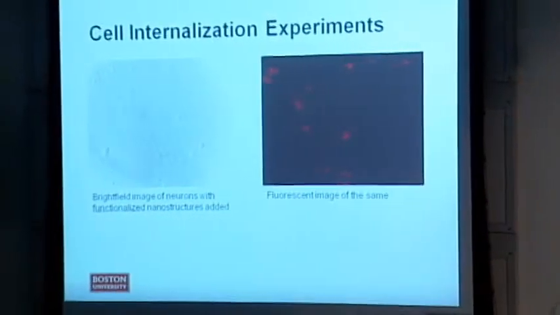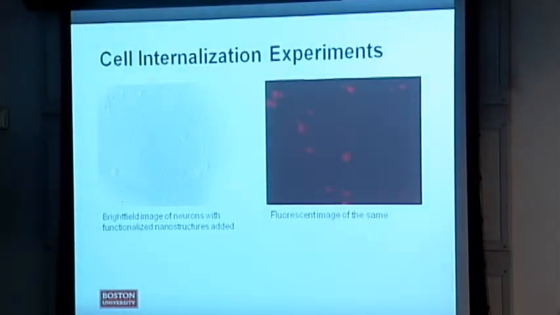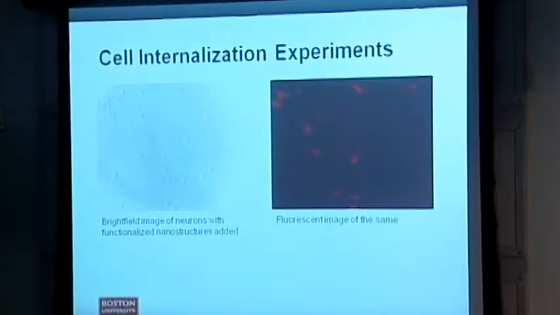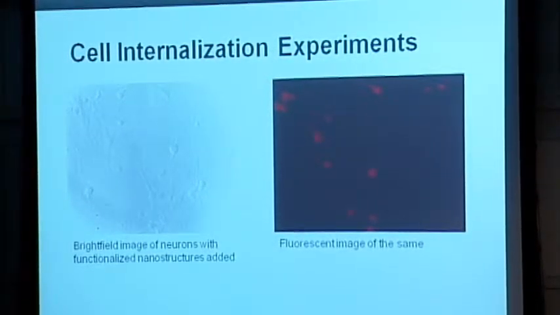So these are the results of our preliminary cell internalization experiments. The image on the left is the bright field image, and the one on the right is the fluorescent image of the same. And this background is actually just a sheet of glial cells. The preliminary results are promising because we are able to identify specific neurons within the sheet of glial cells.